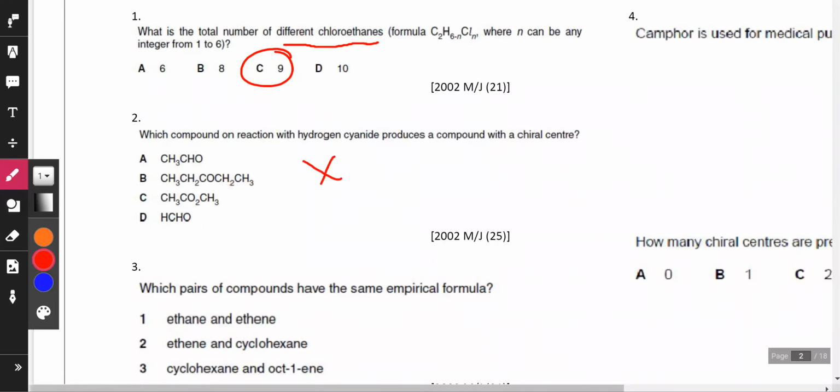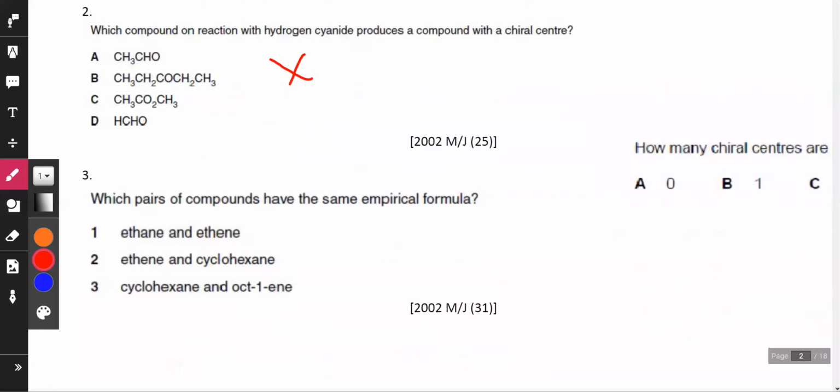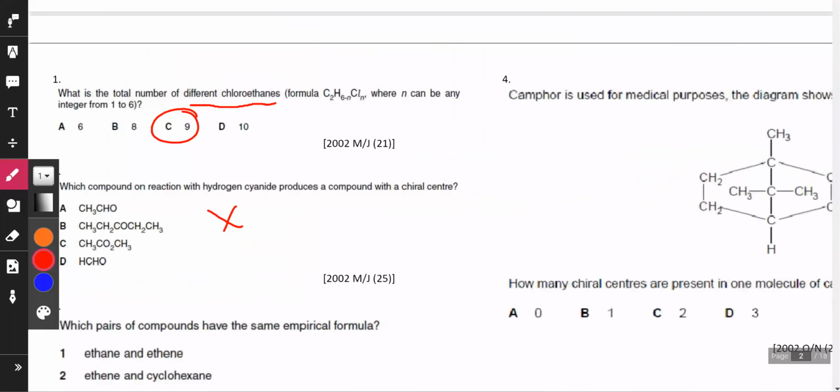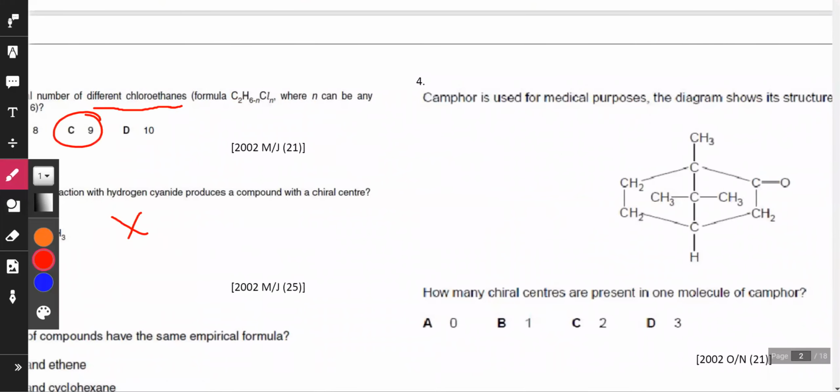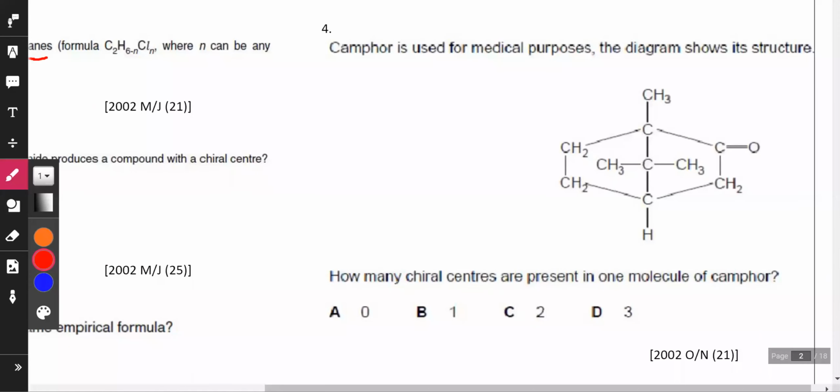So next one is which compound on reaction. I mean, forget this. This is a reaction. We haven't done that. Let's do only isomerism questions. Here's camphor. He's saying how many chiral centers are present in one molecule of camphor. So starting with the first one, is this chiral or not? No. Okay. This is not chiral because it's bonded to 3 hydrogens. There should be 4 different groups.